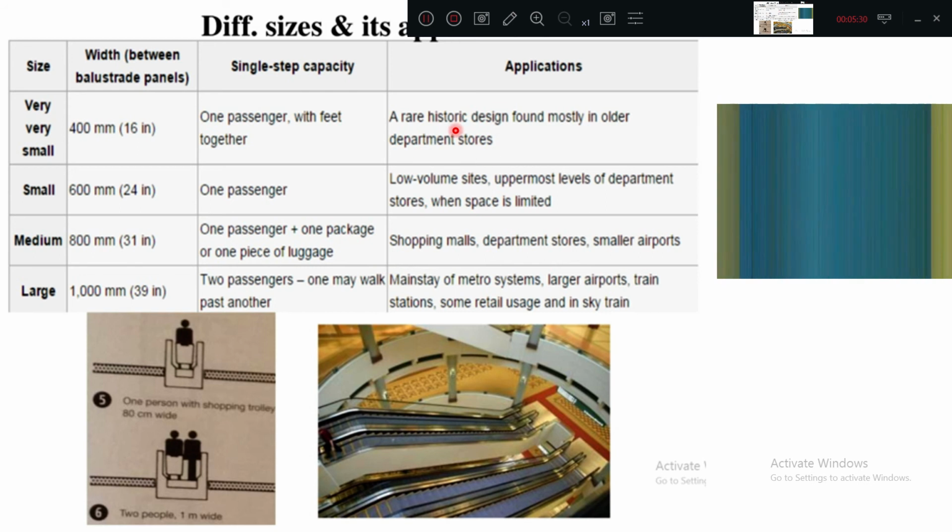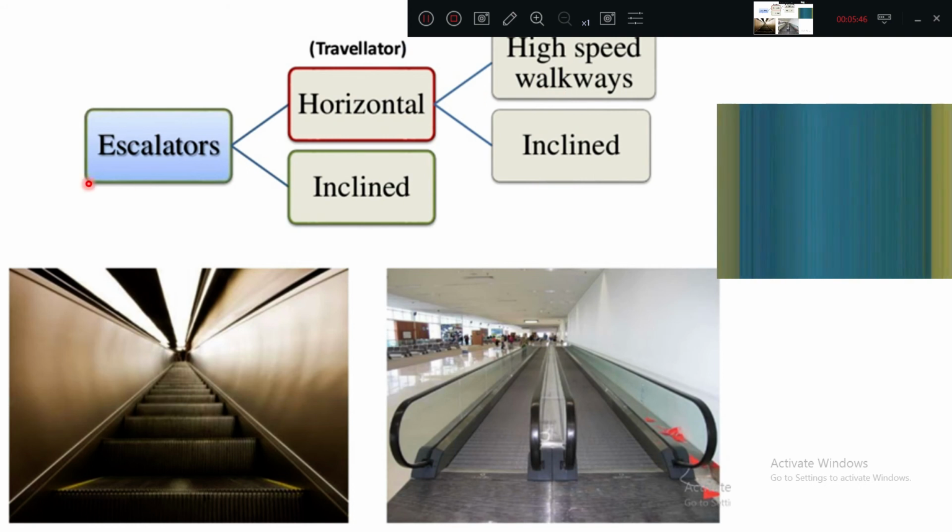The smallest sizes have very rare applications. Nowadays the medium sized ones are generally used. In small buildings they can be used; here in shopping malls, here in metro systems, airport systems. These types of things are used. Escalators may be horizontal or inclined; both ways are possible. So we have high speed walkways, and we have inclined walkways also.